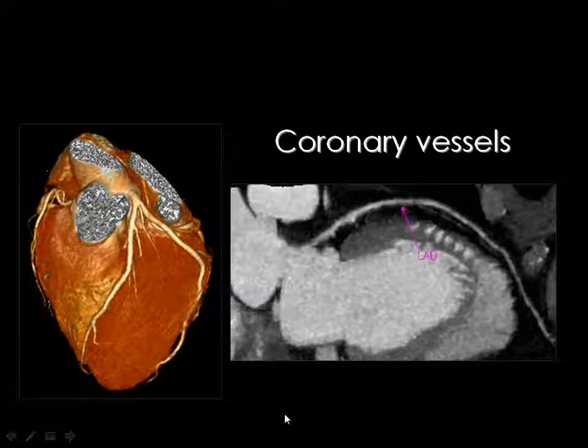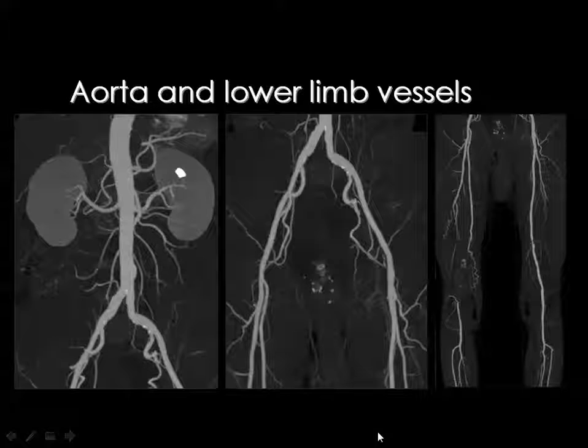And also, if you want to show the full course of any of the branches, you may order the machine to do this technique, and this is known as curved reconstruction, and you can see the coronary vessel from the start at the coronary sinus until its final destination.